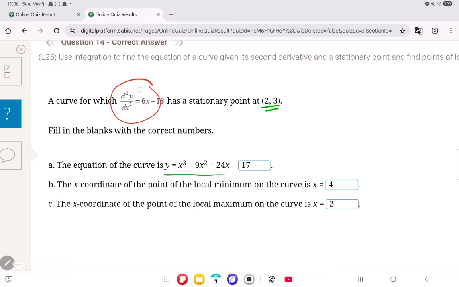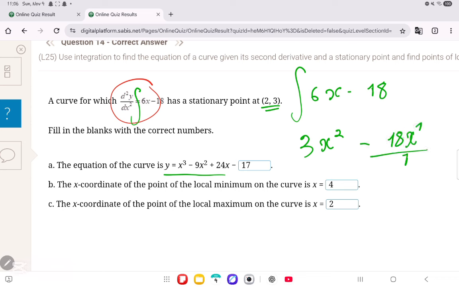First thing you need to do is the first integration. Integration of the double derivative, 6x minus 18. So it will be 6x squared, because 1 plus 1 is 2, over 2. So 3x squared minus 18x, because 0 plus 1 is 1. And don't forget the plus c.